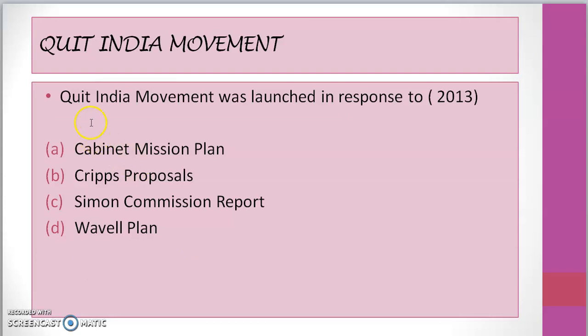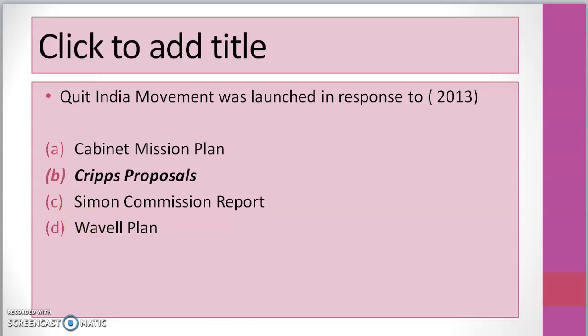The first question is, Quit India movement was launched in response to, and this was asked in 2013. The options are A. Cabinet Mission Plan, B. Cripps Proposals, C. Simon Commission Report, and D. Wavell Plan. So as we just discussed, Quit India movement was launched because of the failure of Cripps Mission to solve the constitutional deadlock in India. And in this case, the answer would be B, that is Cripps Proposals.